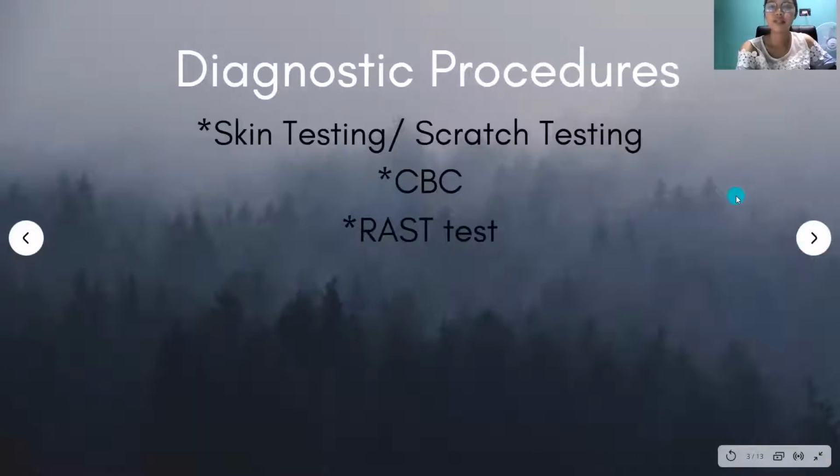So the diagnostic procedures for contact dermatitis are skin testing or scratch testing, which is the introduction of allergens, with a prick for the outer layer and/or scratching. CBC and RAST test. The RAST test is used to determine if there's a presence of specific immunoglobulin E antibodies, or if the person has an allergy.